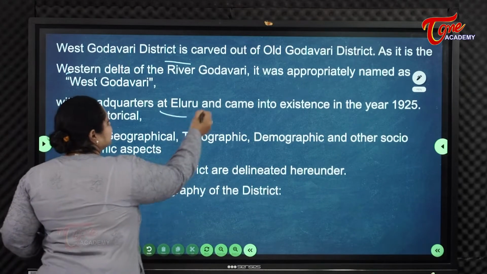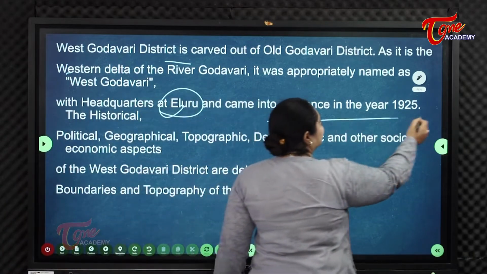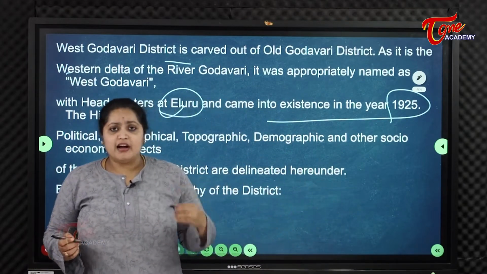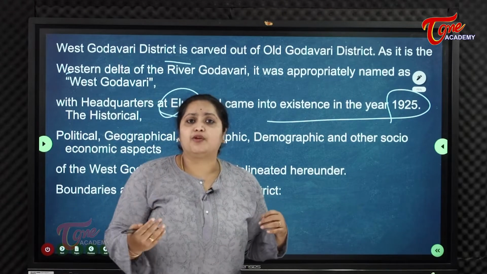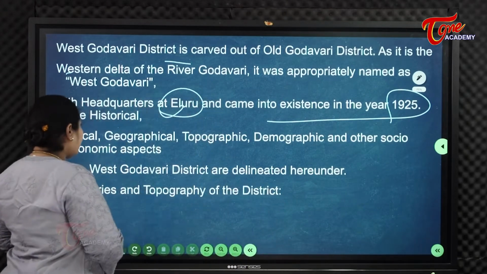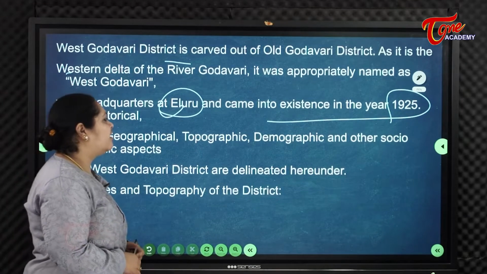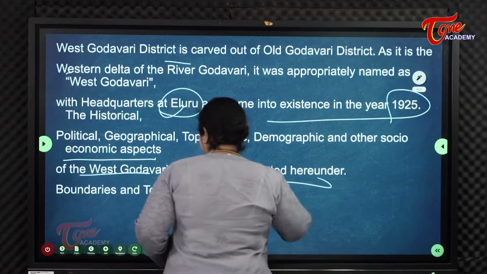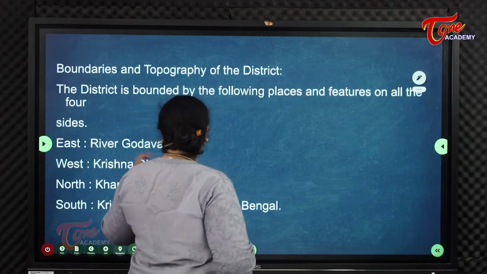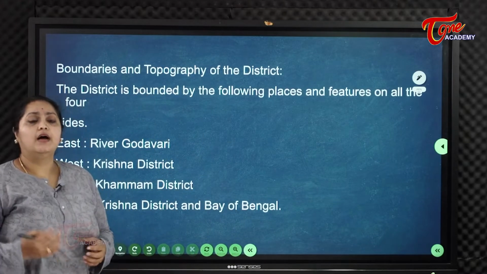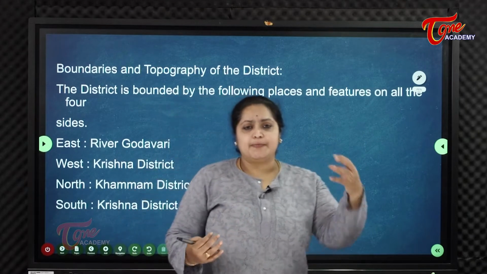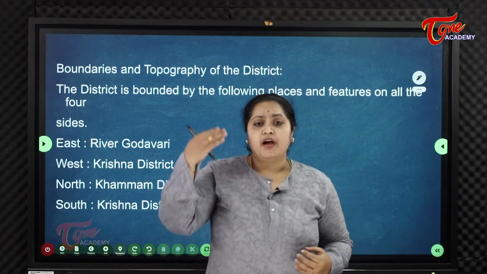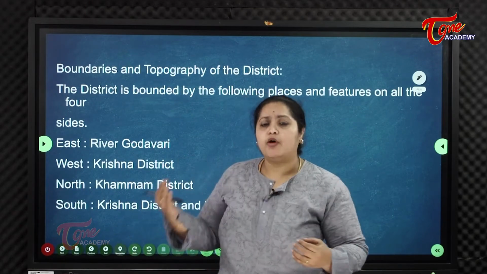The headquarters of West Godavari is Eluru. This district came into existence in the year 1925 with its headquarters at Eluru. The political, geographical, topographic, demographic and other socio-economic aspects of the West Godavari district are delineated, such as the boundaries and topography of the district. What are the boundaries? With which other districts or water bodies does this district share boundaries?